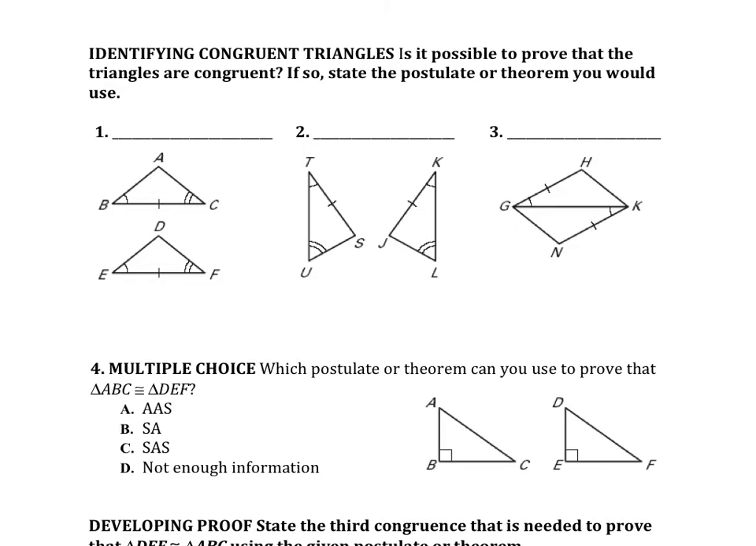Okay, so we're going to try and see if we can prove these triangles congruent and which theorem or postulate we will use. So looking at the first one, I can see I have angle, side, angle. The second one goes angle, angle, side. The third one, remember we always mark our congruence, and this is one from the last time. We have side, angle, side.